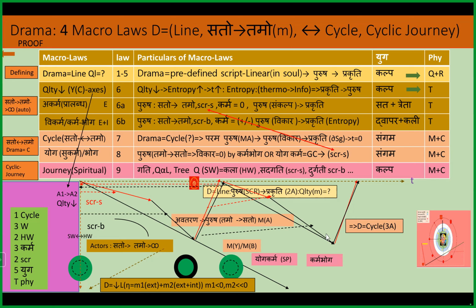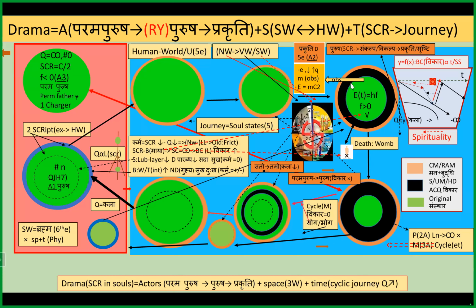Most of the souls, other than 33 crore souls, everybody will experience this karma bhog, and this is the cyclic journey. This is the total cyclic journey, and this is the total journey. So we have seen the total Rajyog.